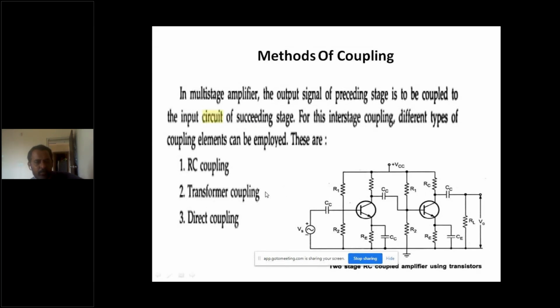That's the serious problem. Still, at times in some applications you can go for transformer coupling, when impedance matching is essential. Only when we feel impedance matching is essential do we go for transformer coupling. Otherwise, we don't prefer this. We go for RC coupling. There is one more method, known as direct coupling. Direct coupling means we don't keep any capacitor here, rather we keep a short circuit here. The advantage is it improves low frequency response.